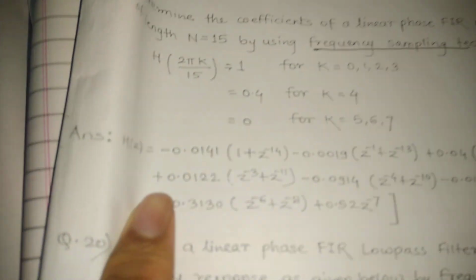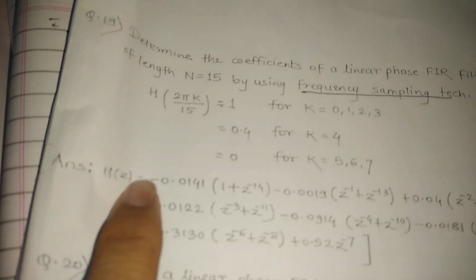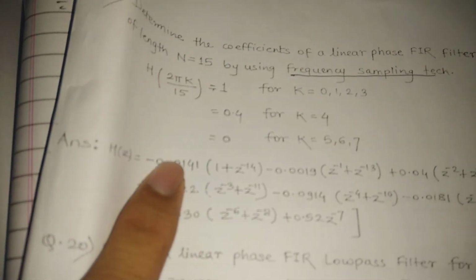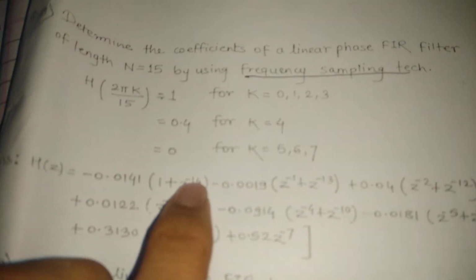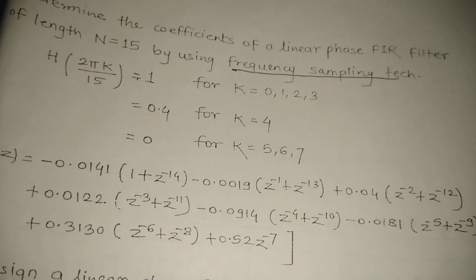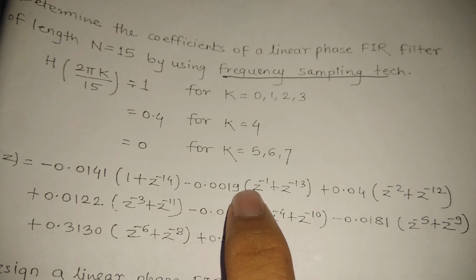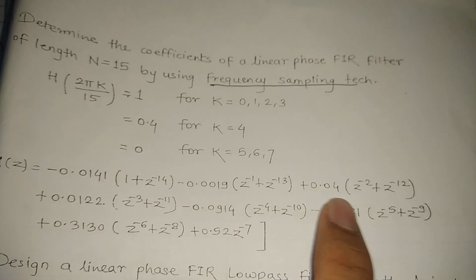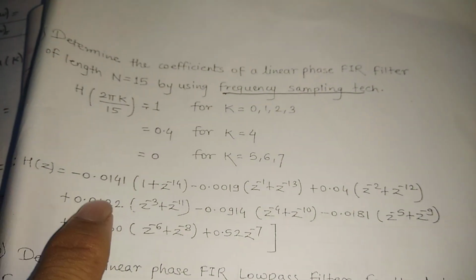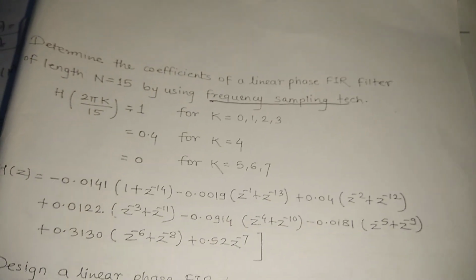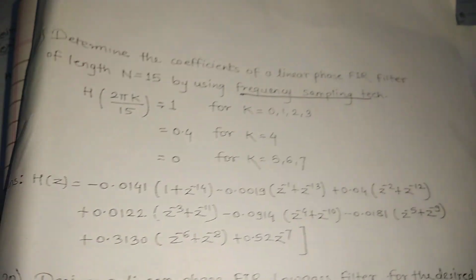You can see this h of z, this is your final equation, minus 0.141 times 1 plus z raised to minus 14 and 0.019 z raised to, this is your final h of z. Perfect.